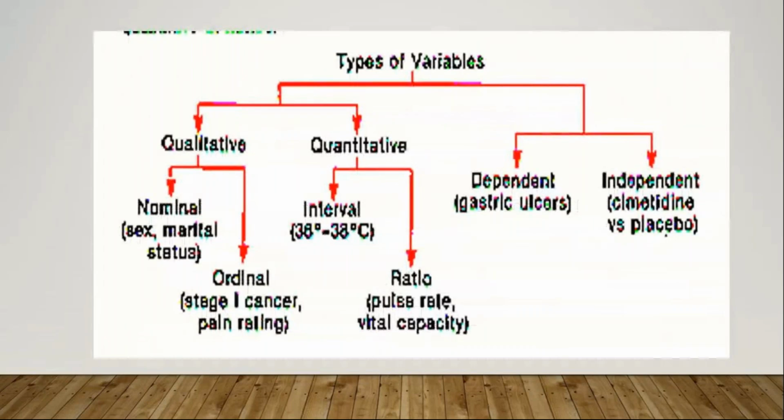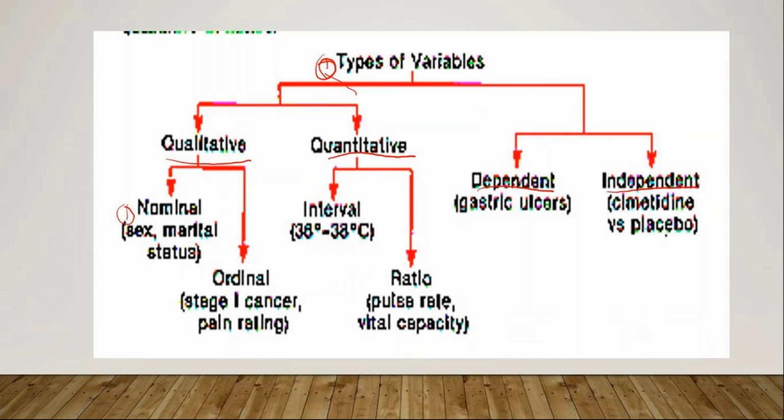Now the next is the types of variable. So this is also very important. Questions are asked from this also. So there are two types of variable. First is the qualitative variable and next is the quantitative variable. Third is the dependent variable. Fourth is the independent variable. In qualitative variable there are two types. First is the nominal variable and another one is ordinal variable.